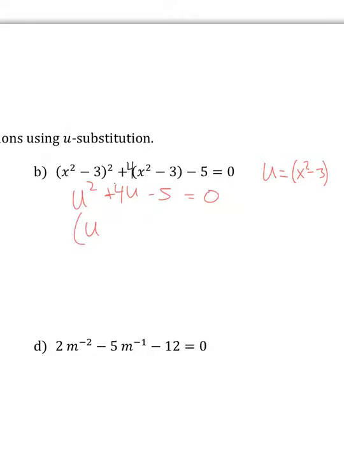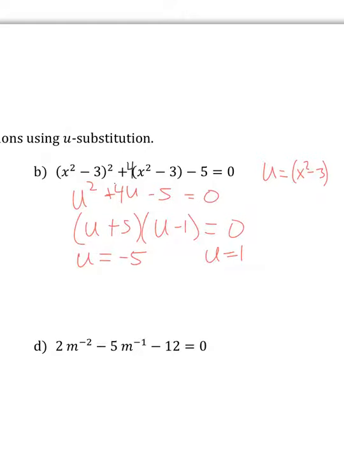So, u plus 5 times u minus 1 equals 0. So u equals negative 5 makes the first one 0. u equals 1 makes the second one 0. So, are we done? No.